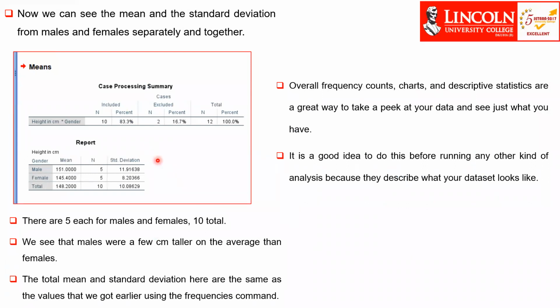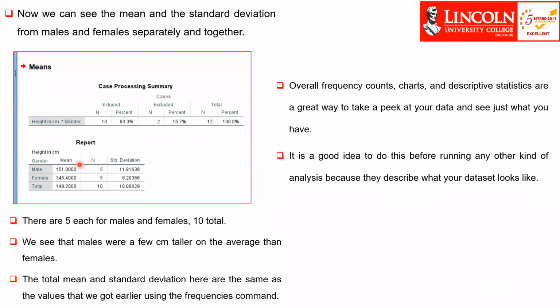Now you can see the mean and the standard deviation for males and females separately and together. So here we have the case processing summary. Here we have height in centimeter by gender. Then we have the total number of cases, that's the total number of valid cases. It's 10, and this amounts to 83.3%. And we have cases excluded, which are the missing values, which are just 2, and that amounts to 16.7% of the total cases, of total respondents. So then total, we have 12, and the percentage is 100%.